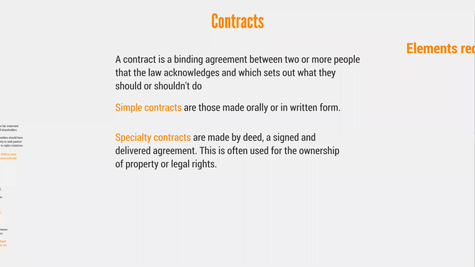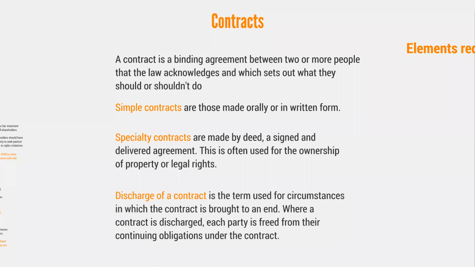Pardon me, I'm going to rephrase that. Specialty contracts are made by deed, which is a signed and delivered agreement. Now, we often see deeds used for the ownership of property or legal rights. And what's important to know is that, for example, in the UK, a property transfer wouldn't be legal if it weren't by deed. It couldn't be in the form of a simple contract. It just wouldn't be valid.